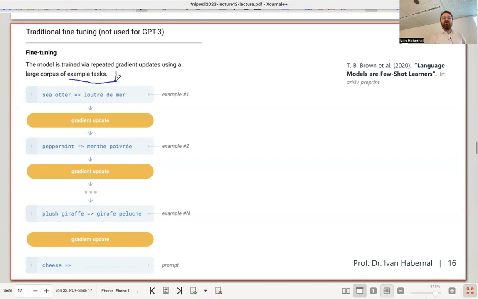Yeah, this is the standard supervised learning, where, for example, you have a pre-trained model, and here you show it an example. Sea otter.